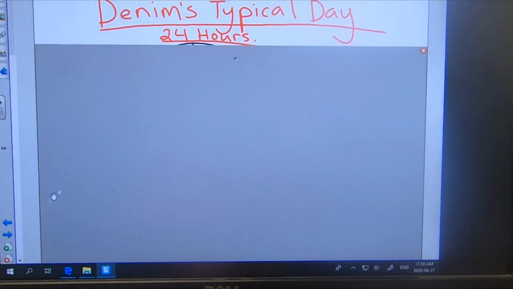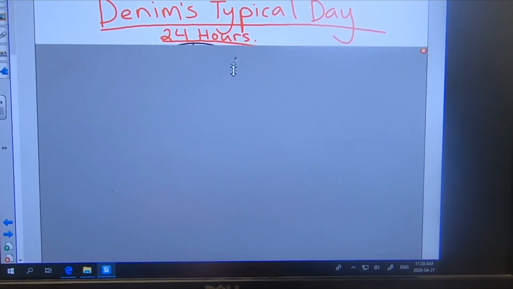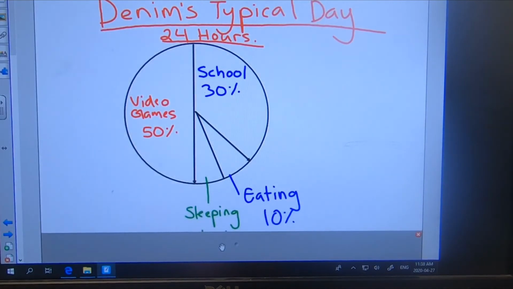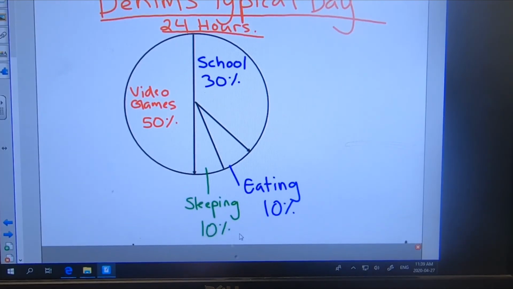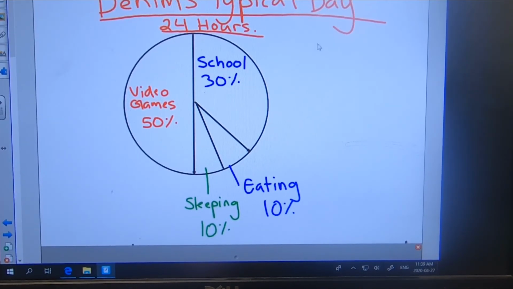So we're going to look at a very, very basic example, and this is a student's day. So we're looking at Denham's typical day of 24 hours. Of course we know a day is 24 hours. So whenever it says day, it should always be 24 hours because that's what it is. Now let's take a look at this graph here. We have 100%, it should total. So if I look, I have 50 plus 30 is 80, 90, it does equal 100%, and we know it's 24 hours. So this is a perfect graph that we can analyze.